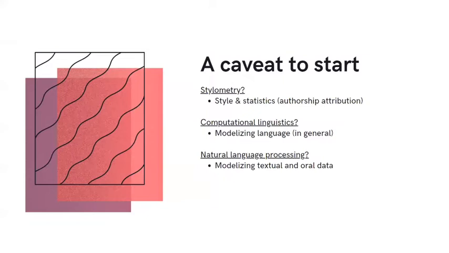So one thing to mention before we start, I'm going to use different terms here. One of them is stylometry, the other one is computational linguistics, and then I will also use natural language processing. Those are technically all three different. Stylometry comes from the authorship attribution literature, and it generally refers to style and statistics being combined to determine who wrote a paper. Computational linguistics is generally modelizing language as a set of mathematical properties, and natural language processing is generally conceived as modelizing textual and oral data.